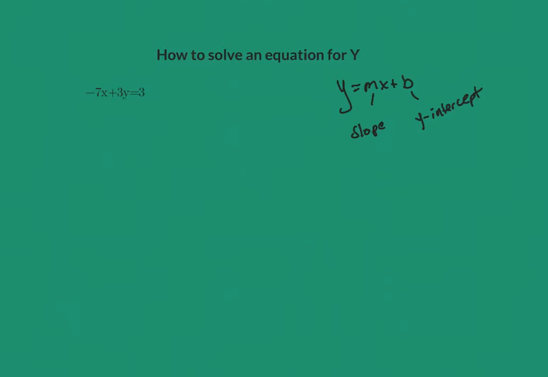So here's the example. We have negative 7x plus 3y equals 3. And my goal is to get this y all alone, all by itself. So I'm going to rewrite the equation, negative 7x plus 3y equal to 3. Now I like to draw a line.